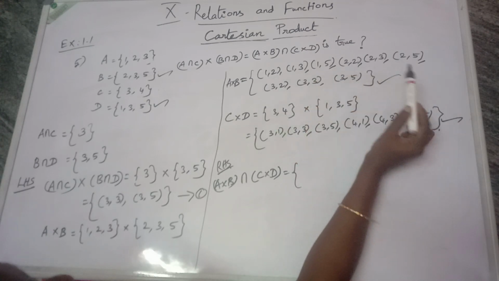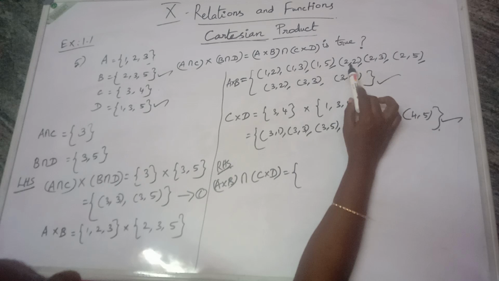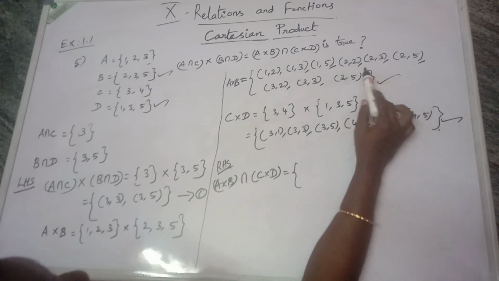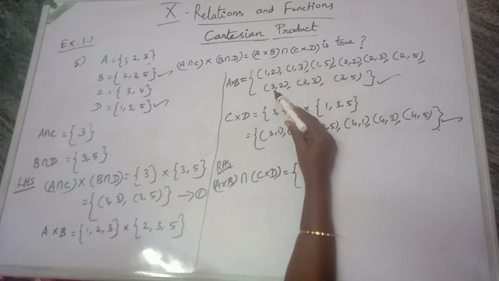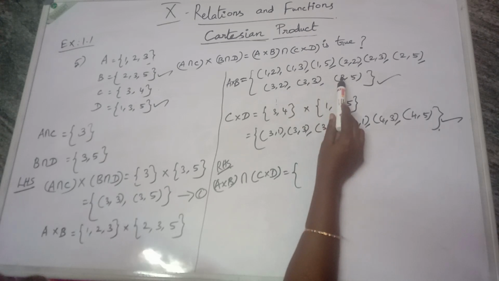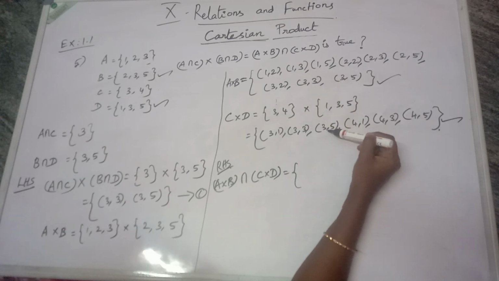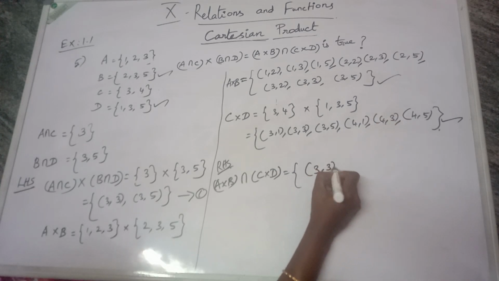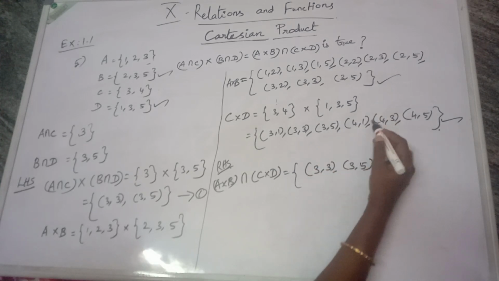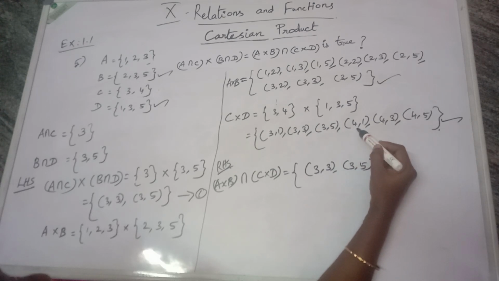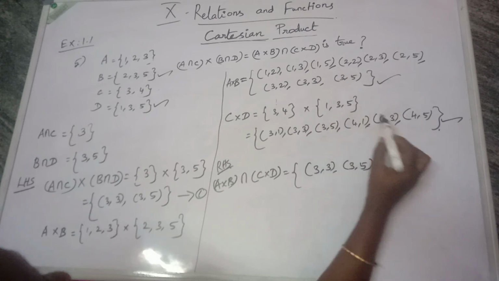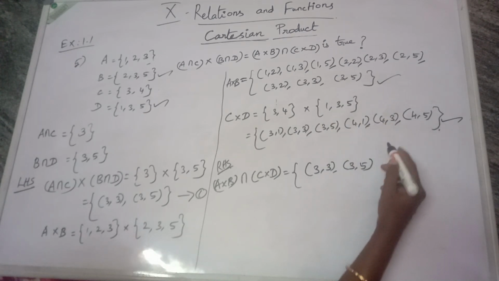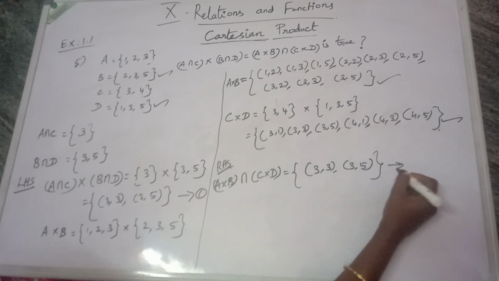And see, 2 comma 2, 2 comma 3, 2 comma 5: here there is no 2 in the first coordinate, so these 3 are also not common. Then see 3 comma 2, 3 comma 3, 3 comma 5. There is no 3 comma 2 here, so 3 comma 2 is also not common. 3 comma 3 and 3 comma 5 are here, and here also 3 comma 3 and 3 comma 5. So only these two elements are common. The rest, 4 comma 1, 4 comma 3, 4 comma 5, are in C cross D but not in A cross B, so these are also not common. We can take this as 2.